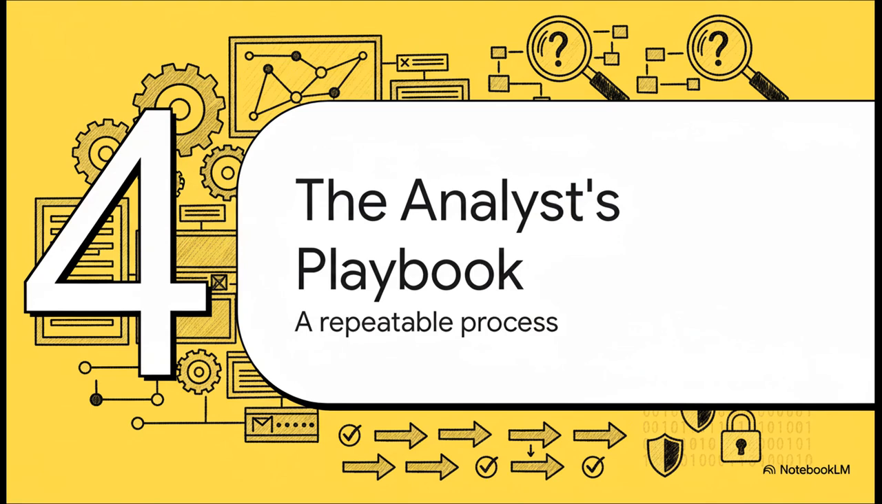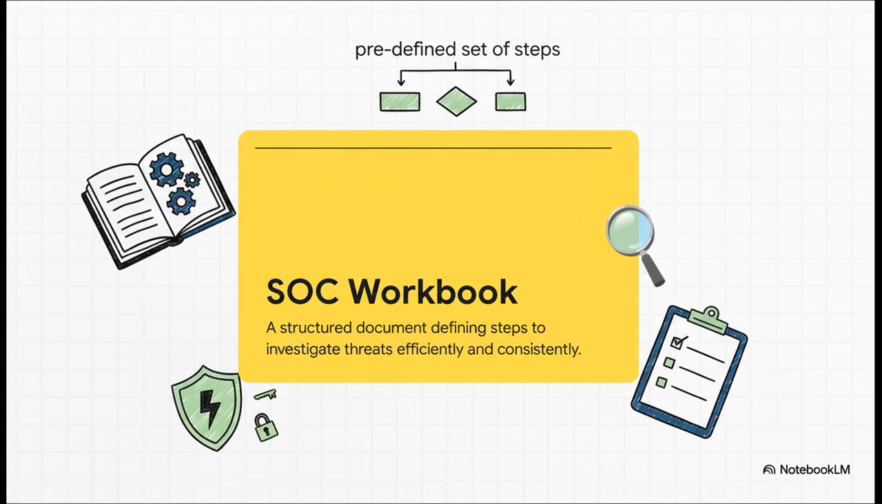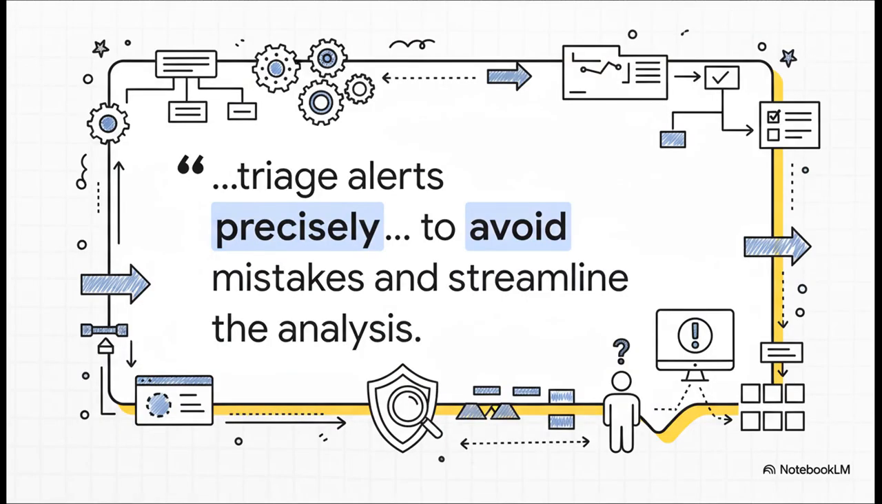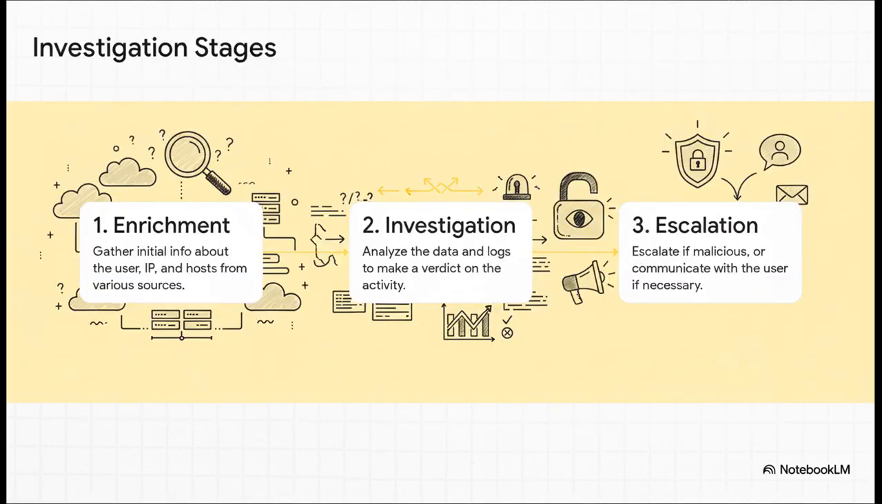So now that we have all this context, how does an organization make sure that every single analyst investigates with the same level of discipline and rigor every single time? Well, the answer is a SOC workbook. You might also hear this called a playbook or a run book, but the idea is the same. It's the investigator's standard operating procedure. You see, the whole point of these workbooks is to create a consistent, high-quality investigation every single time. They're designed to make sure no crucial steps are missed and to streamline the whole process, especially when the pressure is on. And a typical workbook follows three logical stages.